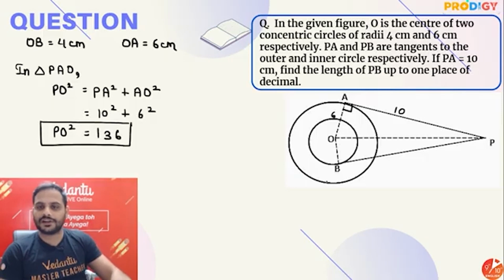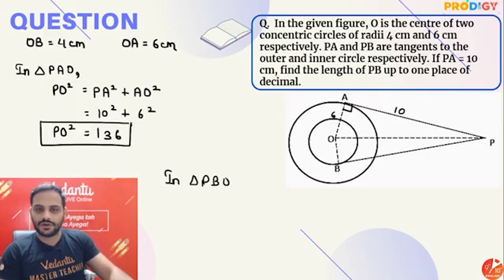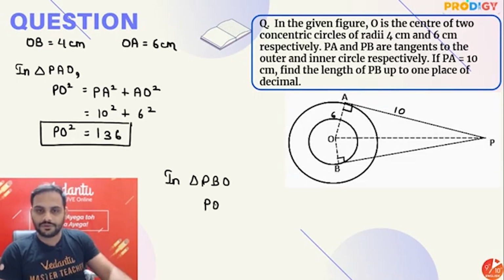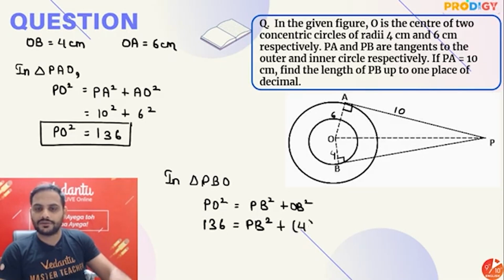But we need to find out the length of PB. So now I can say, sir, in triangle PBO, again this angle is what? Again 90 degree. So I can say, sir, this time PO square is equal to PB square plus OB square. And we know OB is 4. So you can say PO square is 136. PB square we don't know. And OB is 4 square, which is equal to 16. Shift 16 over there. You'll get PB square is equal to 120. So PB will be equal to square root of 120.